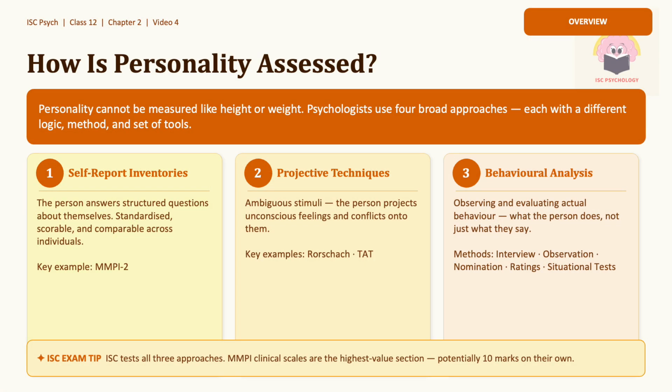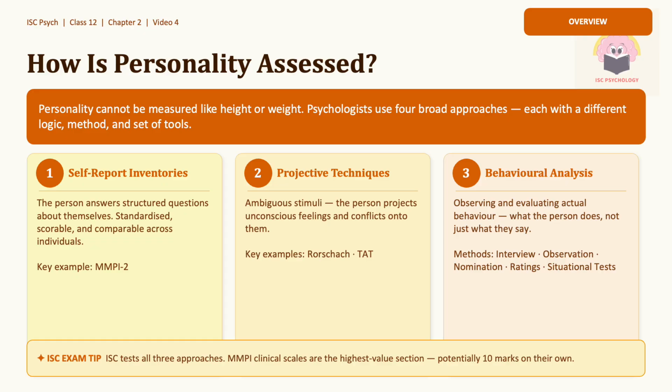So how do we actually measure personality? Theories are useful, but how do psychologists and clinicians go about assessing a real person's personality in practice? This is all what we will cover today. And it is an area that ISC takes very seriously. The MMPI clinical scales alone have appeared as standalone 10-mark questions in past papers.